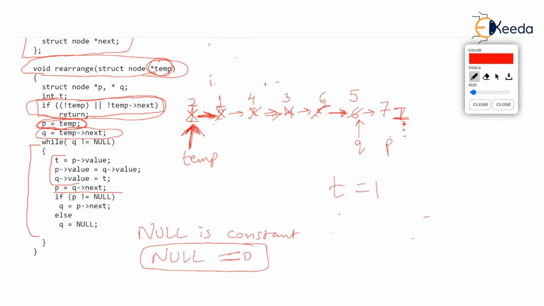P points at 7. Here comes the big point now. After P points to Q, arrow next, after this line, we are checking: is P not equal to null? Yeah, that's true. P is not equal to null, isn't it? P is pointing at 7. P is not null. Then we will execute Q is equal to P arrow next.